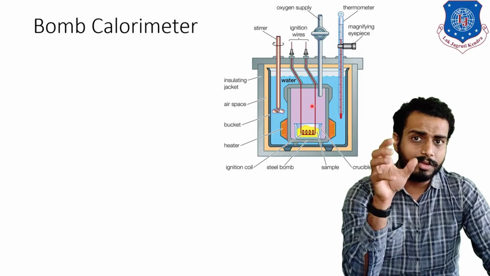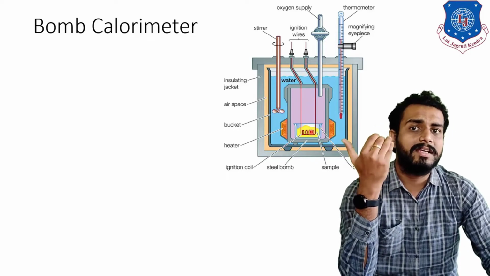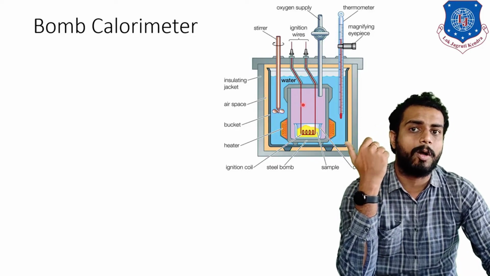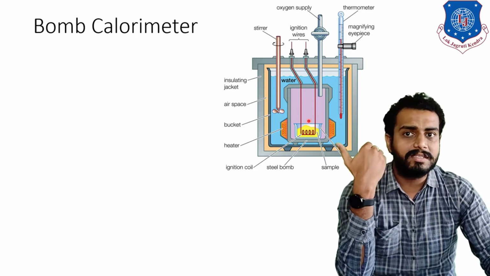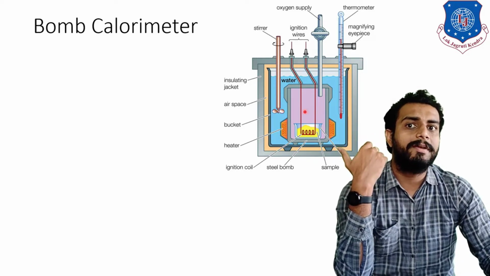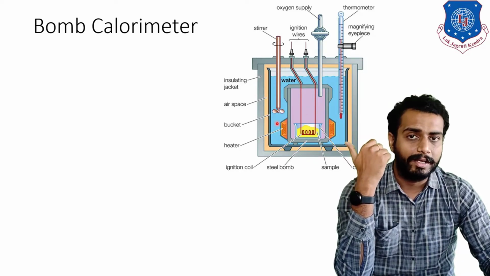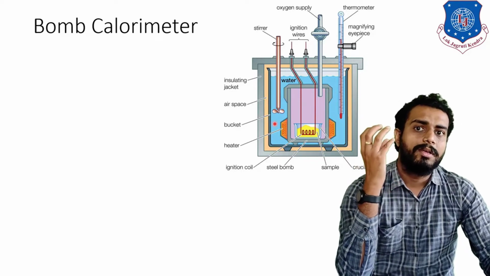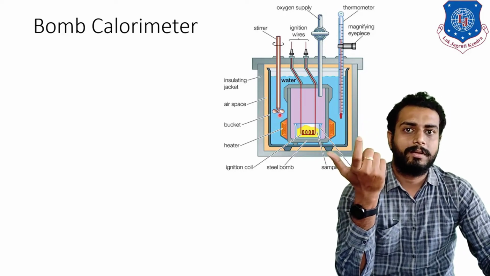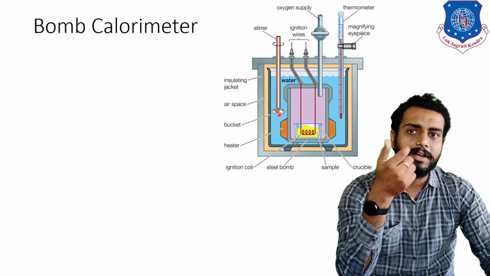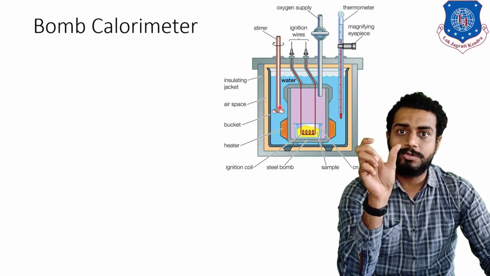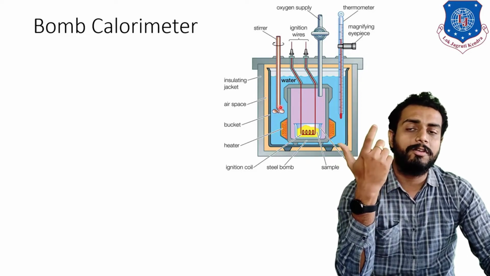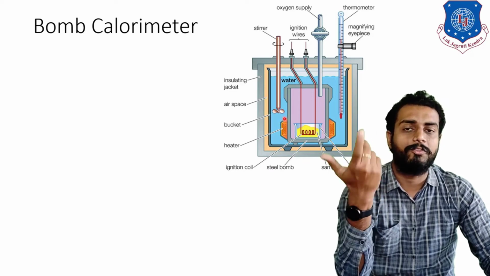As soon as the combustion starts, the temperature and pressure inside the bomb cavity will increase, and this increase in temperature will be transferred to the water outside. Now here the role of the stirrer is very important. What is the function of the stirrer? The stirrer is used to distribute the temperature of the water uniformly.